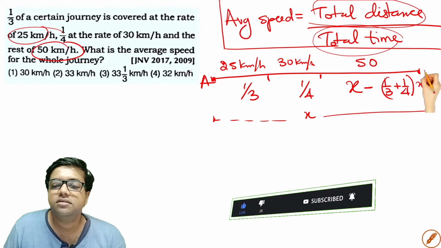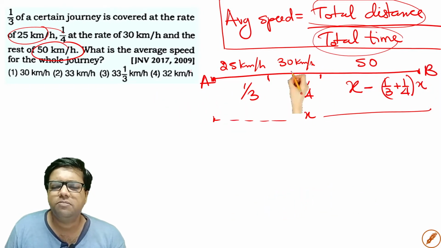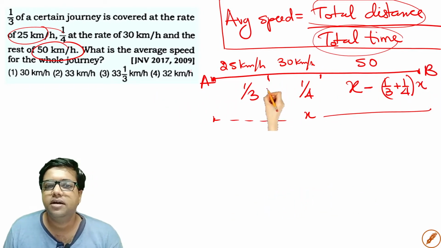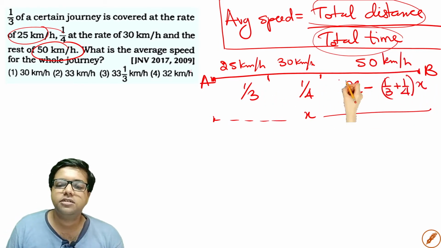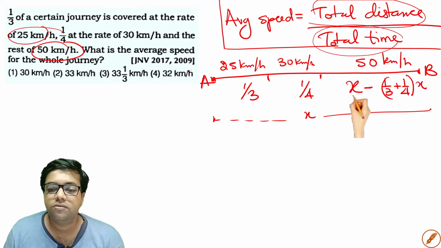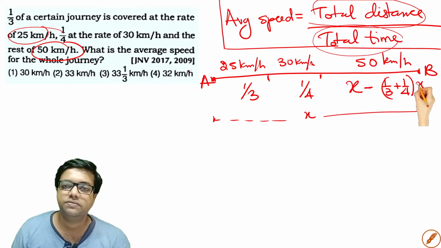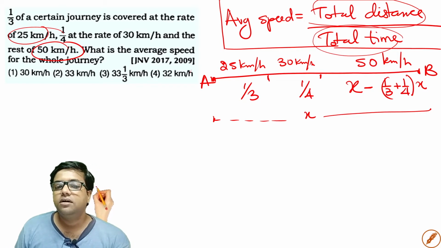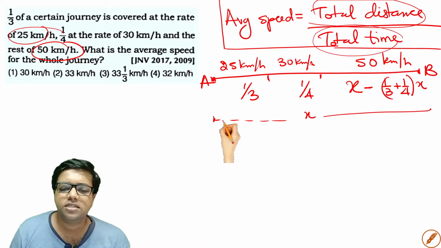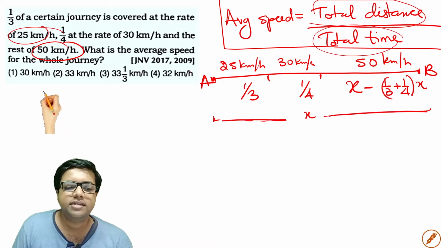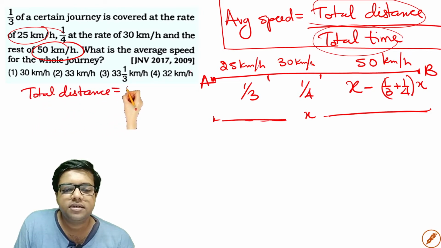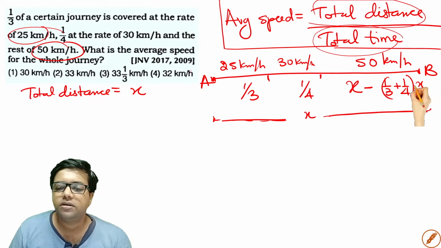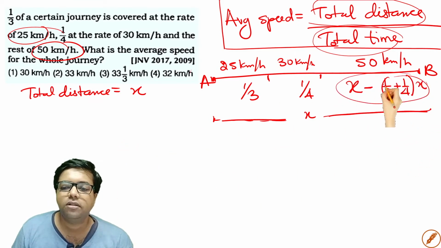From A to B he is traveling from one place to another with different intervals of distances at different speeds. So 50 km per hour for the last part, the rest of the journey. And we need to find the distance of the rest of the journey. We already know the total distance, we have taken it as x. But what about this part? Let us solve the third part.